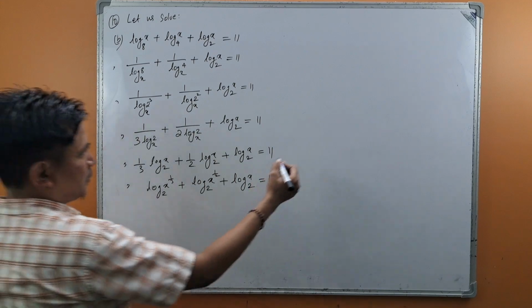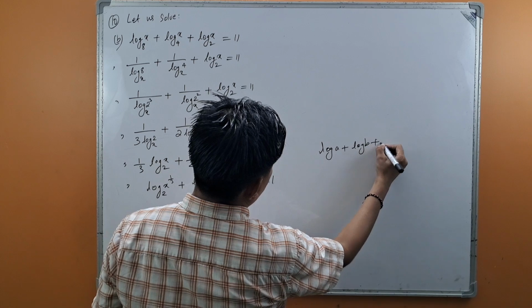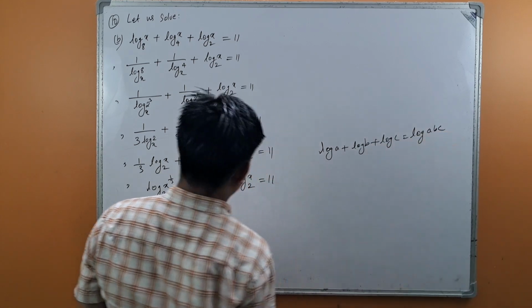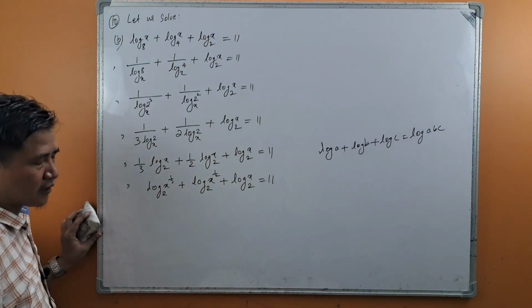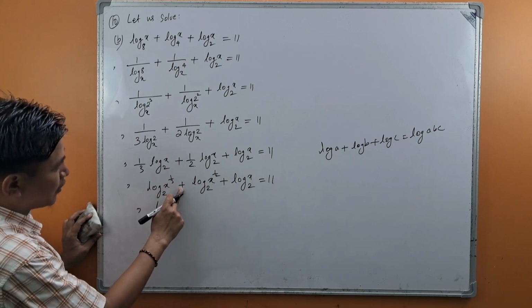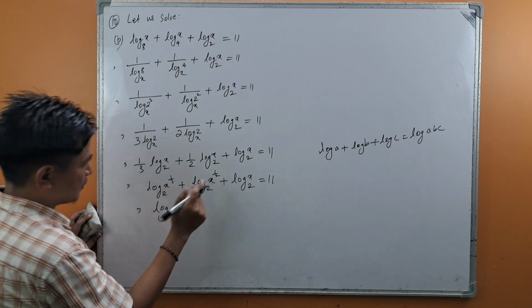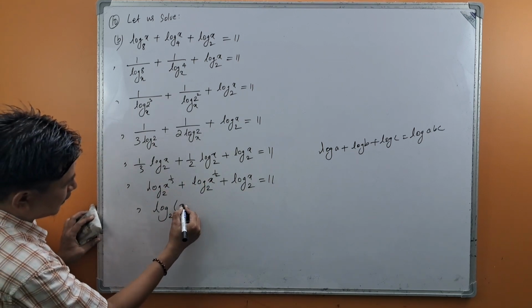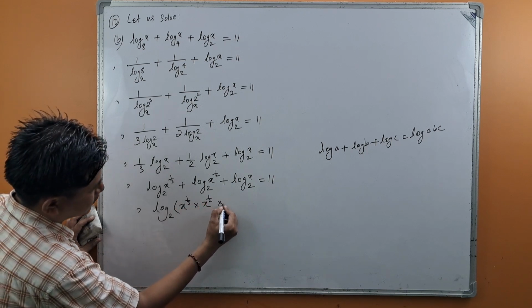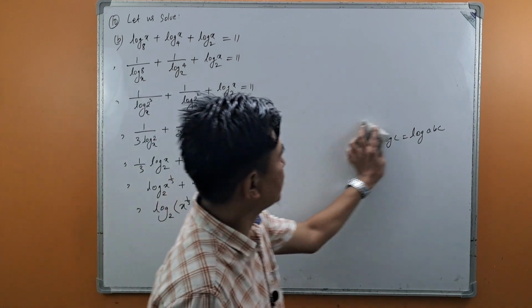Now if we have log a plus log b plus log c, then we can write log a into b into c, isn't it? Bases are same, so we multiply this. Log base 2 of x to the power 1 by 3 times x to the power 1 by 2 times x, means x to the power 1, equal to 11. Let me continue here.